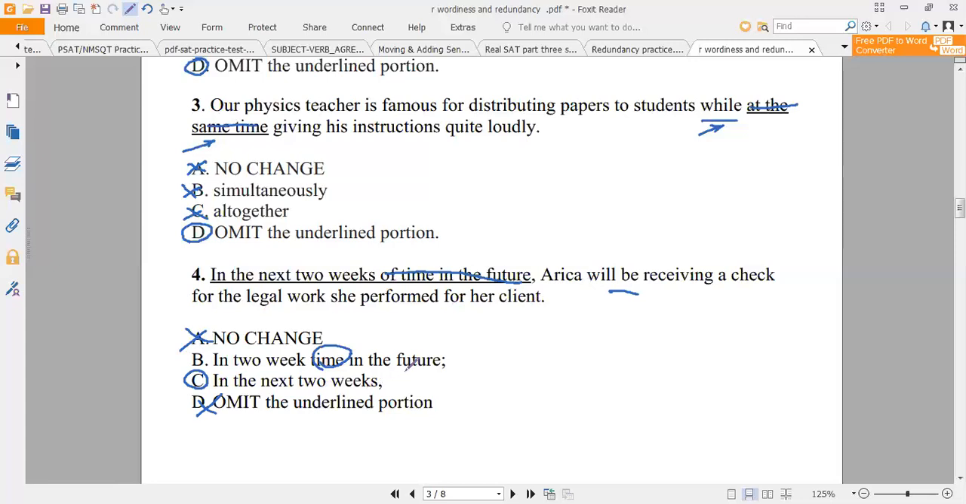ده كان درس الريدندنسي وبوز، وهناخد او نتكلم عن درس الوردينس اللي هو السكند بارت من الدرس ده ان شاء الله in the next video.